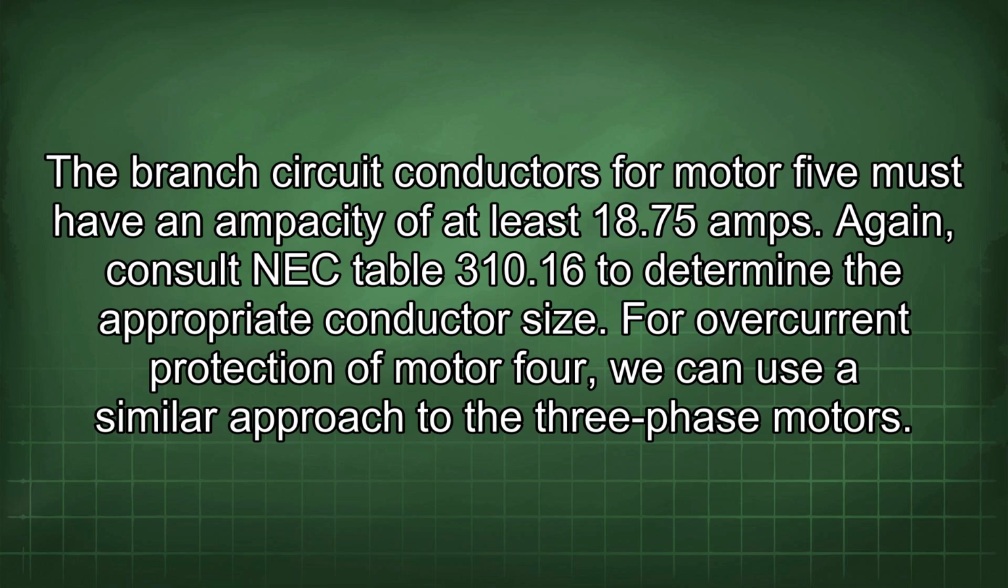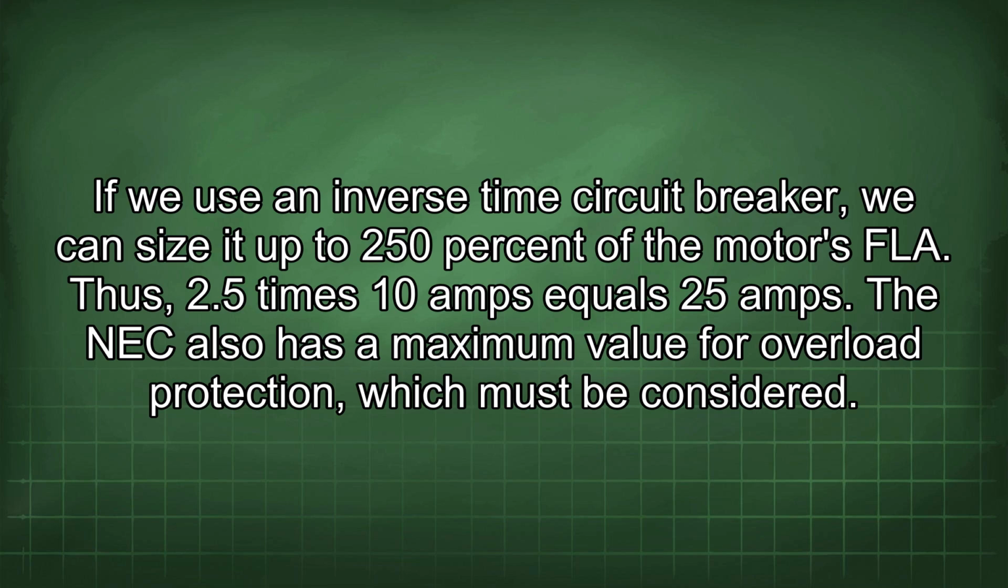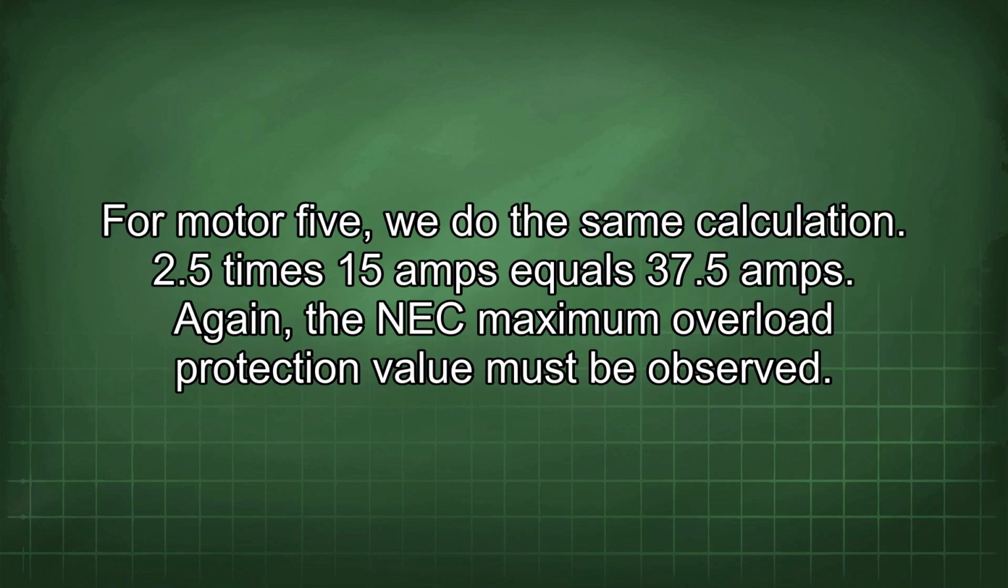For overcurrent protection of motor 4, we can use a similar approach to the 3-phase motors. If we use an inverse time circuit breaker, we can size it up to 250% of the motor's FLA. Thus 2.5 times 10 amps equals 25 amps. The NEC also has a maximum value for overload protection, which must be considered. For motor 5, we do the same calculation. 2.5 times 15 amps equals 37.5 amps. Again, the NEC maximum overload protection value must be observed.